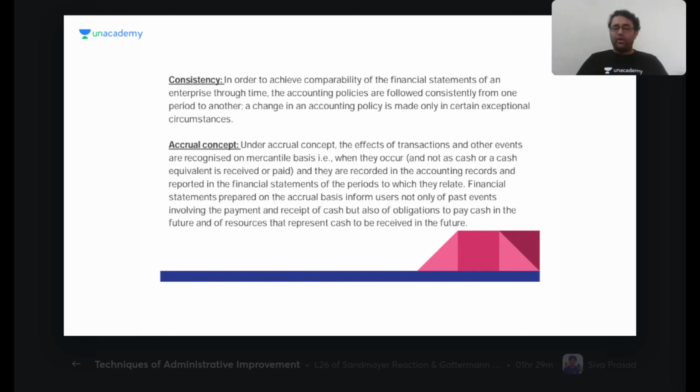All right, and then we come to the third point, which is the accrual concept. Accrual concept I have already explained to you: recording transactions as and when they occur, not as and when you pay for them or receive money.